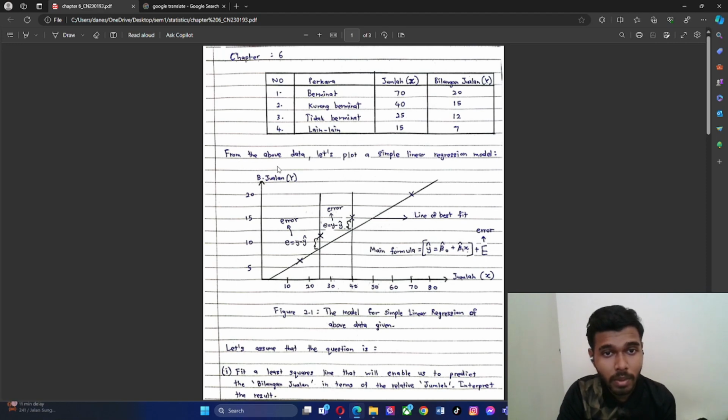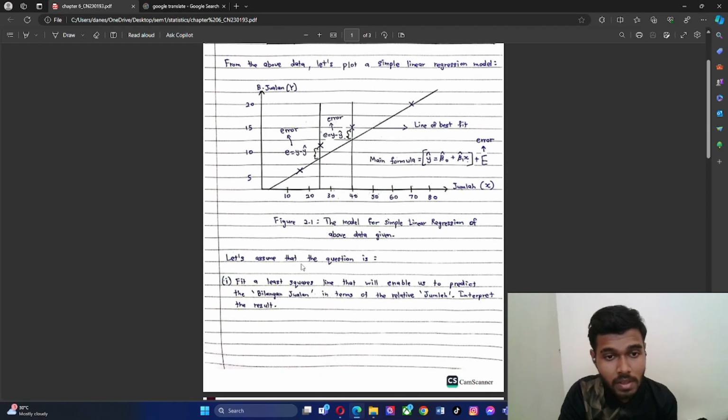First of all, from the above data, let's plot a simple linear regression model. As you can see, this is the model for the simple linear regression of the data given, and the straight line is called the line of best fit. The y-axis is bilangan jualan, the x-axis is jumlah, and this is the value of error.